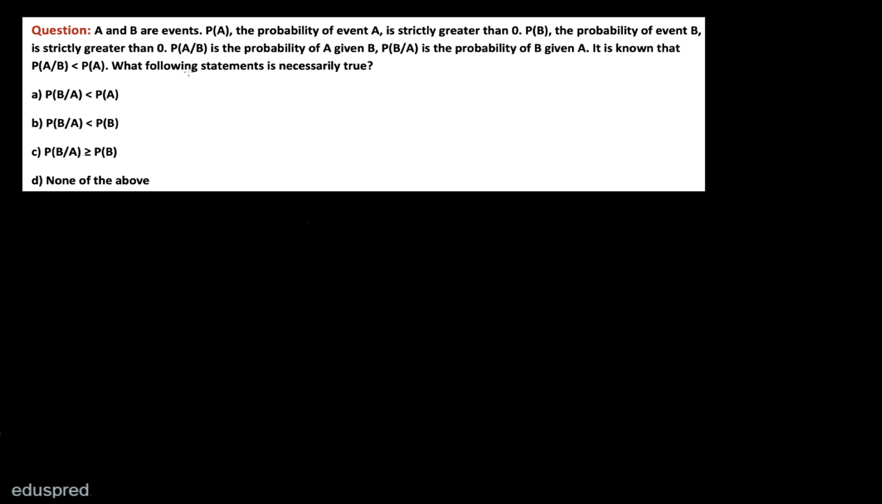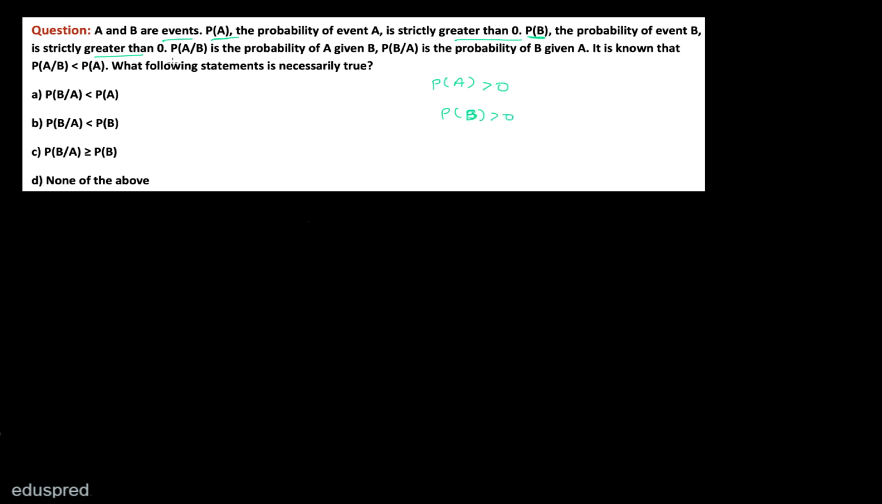In this video, I'm going to solve this question. A and B are events. Probability of A is strictly greater than 0. So probability of A is strictly greater than 0. Probability of B is strictly greater than 0. So even this is strictly greater than 0.